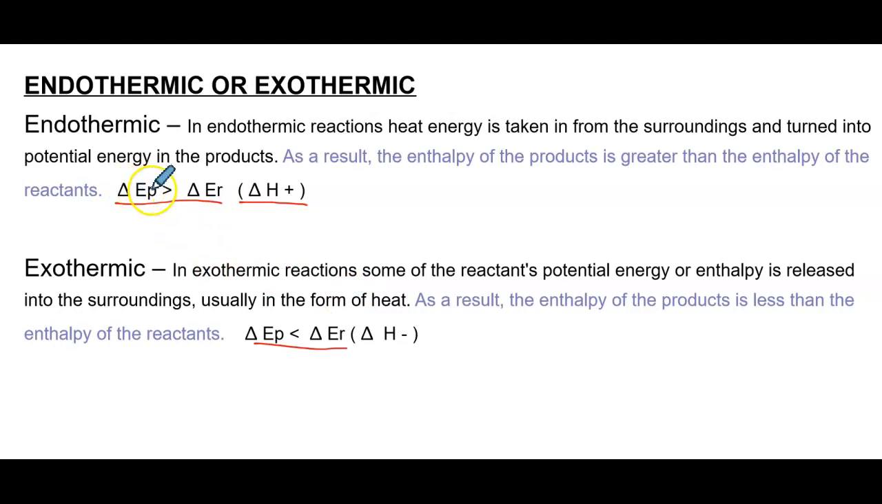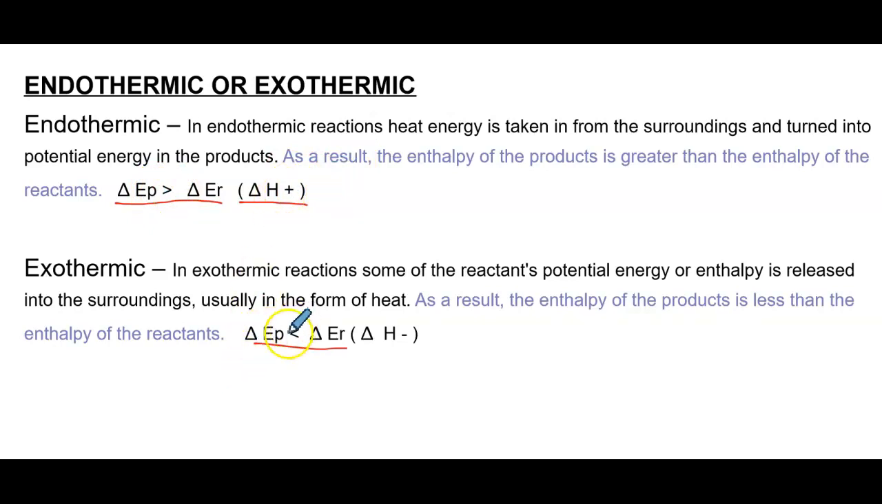When the energy of the products is greater than the energy of the reactants, it's endothermic. When the energy of the products is less than the energy of the reactants, it's exothermic. So products first, right? Thinking of it this way, we always compare the energy of the products in both cases versus the energy of the reactants in both cases. When it's a greater than sign, it's endothermic, positive delta H.